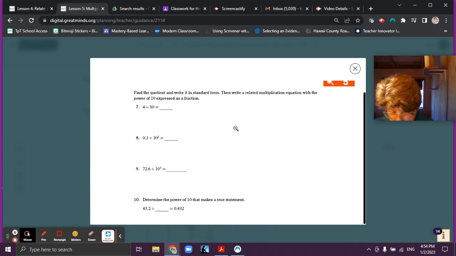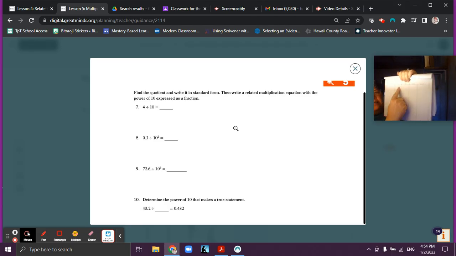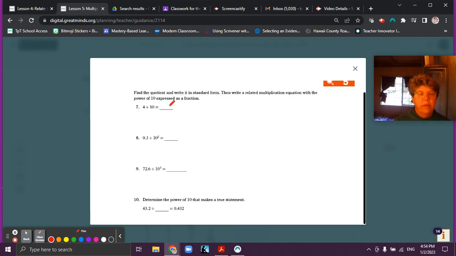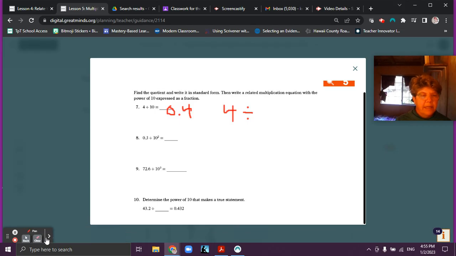I'm going to pull out my place value chart. You're welcome to use yours as well while we're practicing. 4 is in the ones column, divided by 10. It's going to go to tenths. So that would be 4 tenths, right? And I'm writing it in standard form. But then it says, write a related multiplication equation with the power of 10 expressed as a fraction. So now instead of saying divided by 10, I'm going to say multiplied by 1/10.